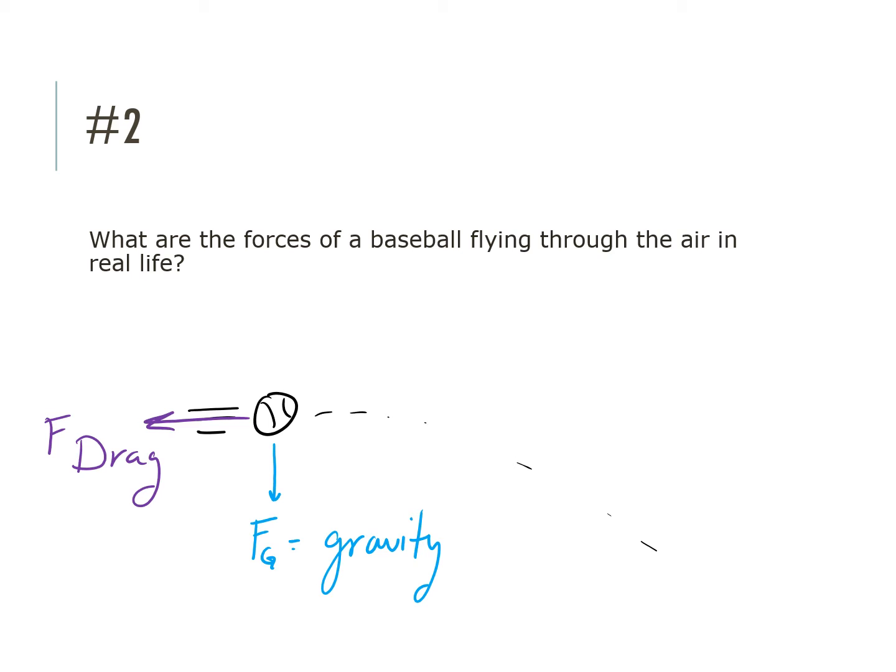There's no tension because a baseball doesn't have a rope attached to it. There's no thrust. Last I checked, rockets and baseballs were highly not doable. So that's going to indicate that these are going to be the only two forces we have acting on our baseball as it is flying through the air. So it's key to look at that it is flying through the air, so it has left the person's hand.